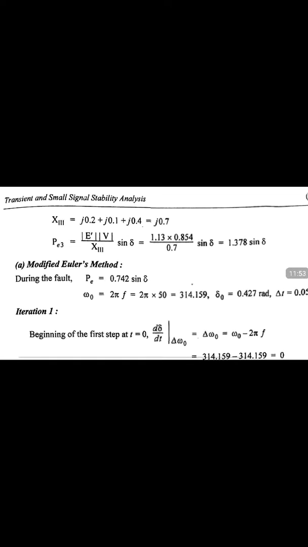Here it is: E dash V by X3 sin del, 1.13 × 0.84 divided by 0.7 into sin del, which is given as 1.378 sin del. So far we have found the power system in the faulted case, pre-fault case and post-fault case. First, we have to utilize our modified Euler method.